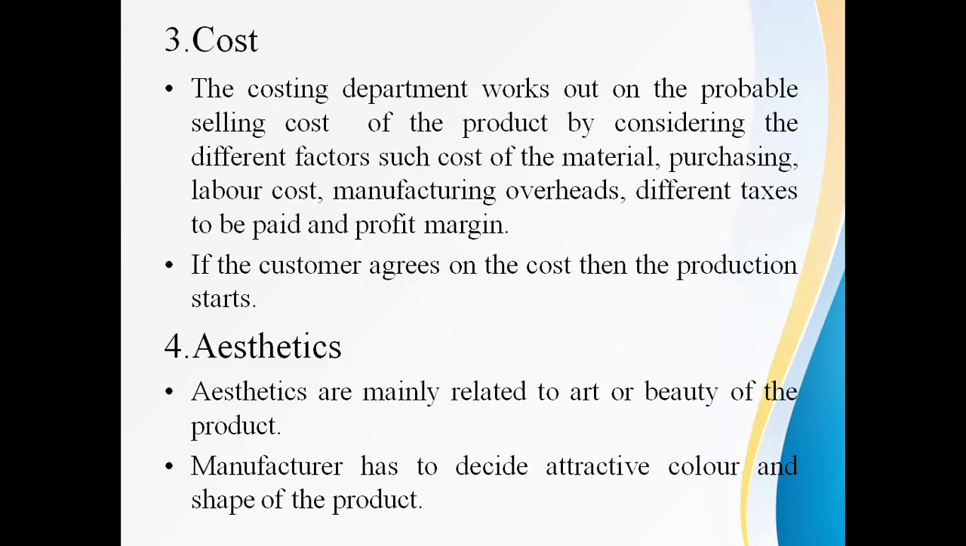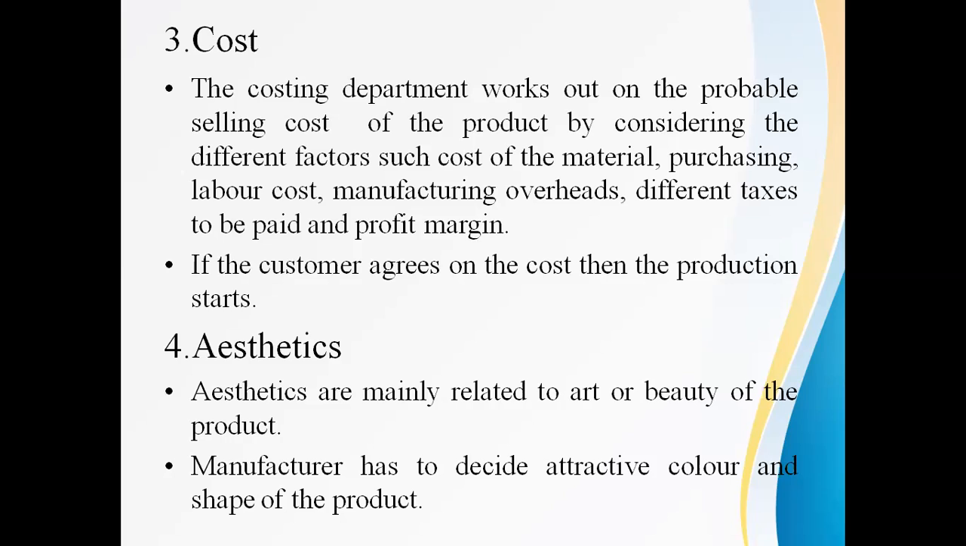Third aspect is cost. The costing department works out the probable selling cost of the product by considering different factors such as cost of the material, purchasing, labor cost, manufacturing overheads, different taxes to be paid, and profit margin. If the customer agrees on the selling cost, then the production starts.